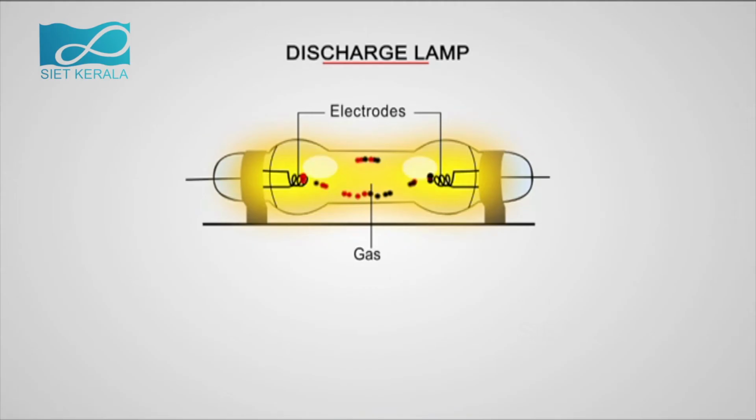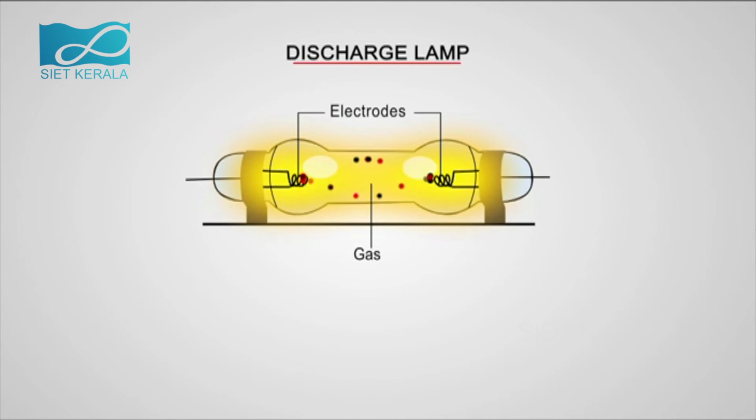Now, let's familiarize ourselves with the discharge lamp, which is another form of lamp. Take a look into the parts of a discharge lamp. Let's see how a discharge lamp works. When electricity is supplied, the gas in between the two electrodes gets ionized. These ions will move fast and collide with unionized atoms.